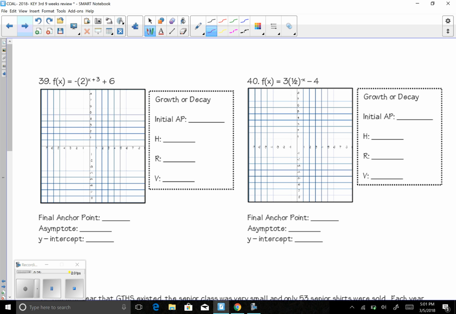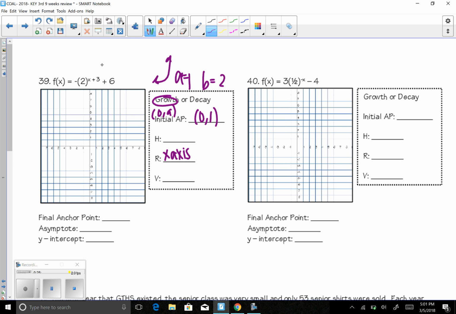So if you guys remember, we are looking at the base here, which is 2. So that's a growth, right? And growth looks like this. Your A here is 1. You ignore the negative sign because the negative means x-axis reflection. A is 1, B is 2. Your initial anchor point, if you remember, is 0, A. So that would be 0, 1.